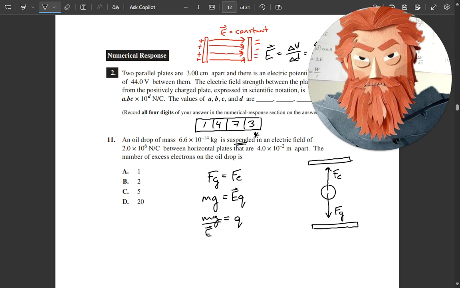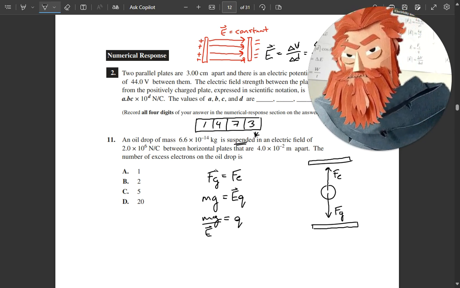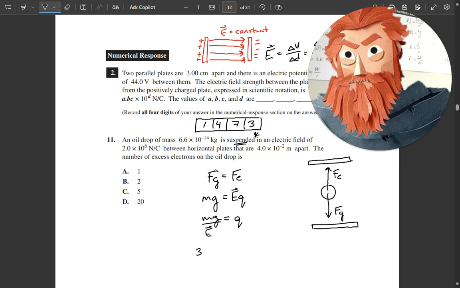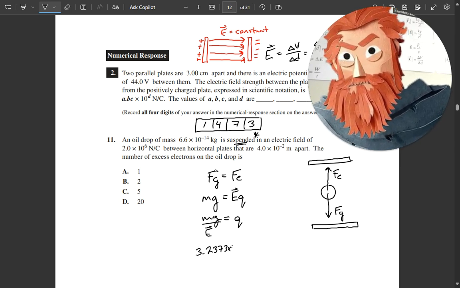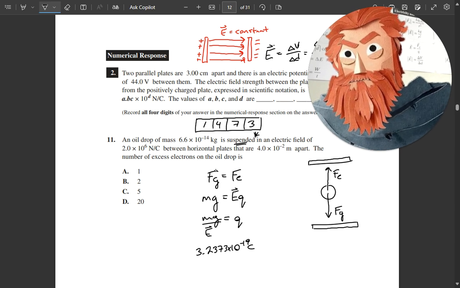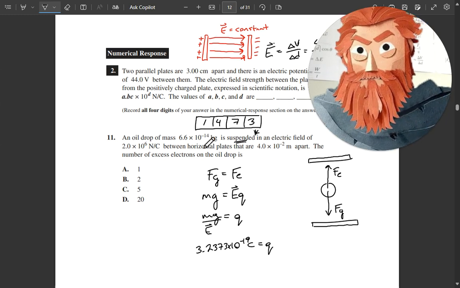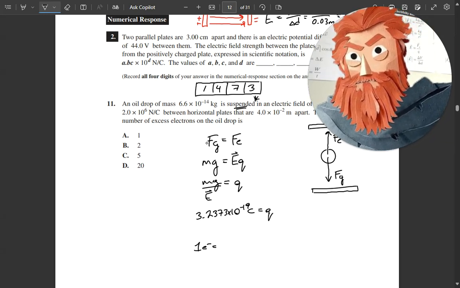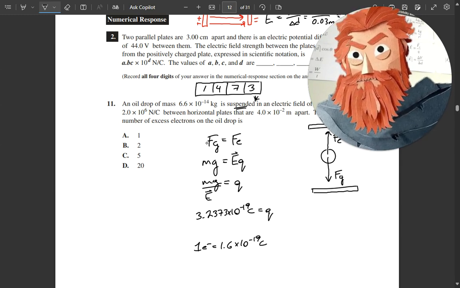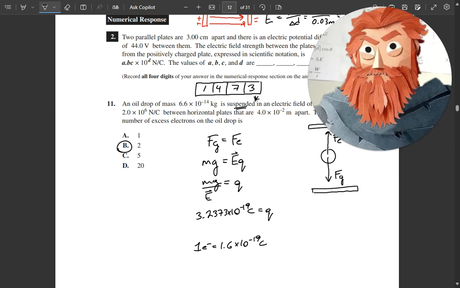Sometimes I write my numbers in, sometimes I don't. So here I get 3.2373 times 10 to the negative 19 coulombs. Now remember, one electron is 1.6 times 10 to the negative 19. How many of these fit in there? Well, it's obviously 2 of them. All right.